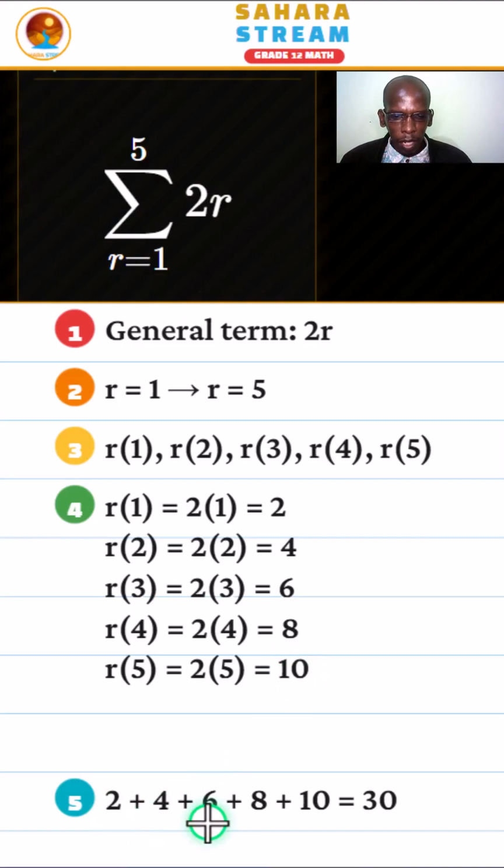So 2 plus 4 plus 6 is 12. Then 12 plus 8 is 20. Then 20 plus 10 is 30. And that becomes our solution for this question 2. So that's how we solve it.